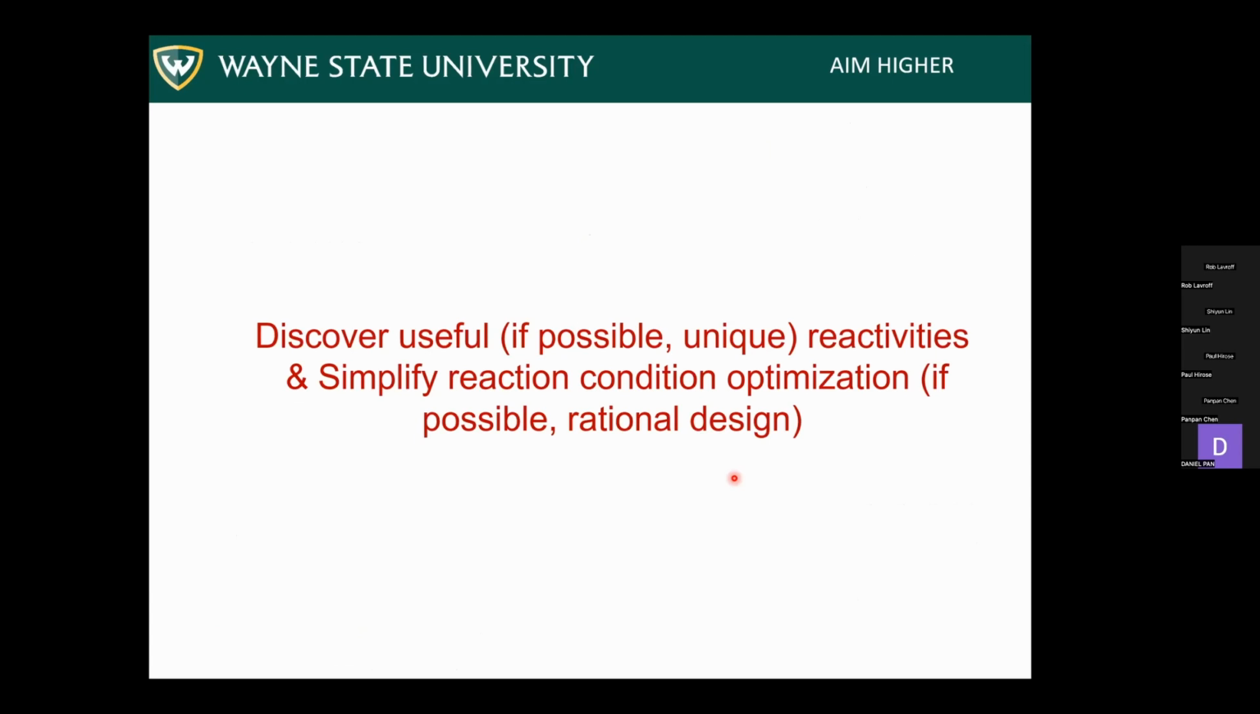That's the two main reasons why AC never became popular. So if we really want AC to be popular, first of all, we really need to address these two issues. We need to discover useful, if possible unique, reactivities that cannot be achieved otherwise. And second, we have to simplify reaction optimization. If possible, we want to rationally design them instead of just exploring the entire parameter space, because that's going to cost a lot of resources.